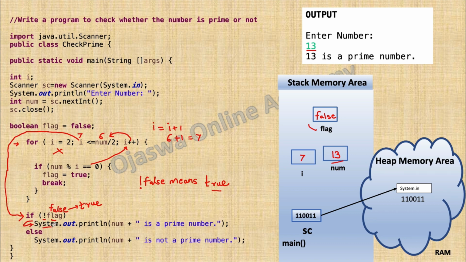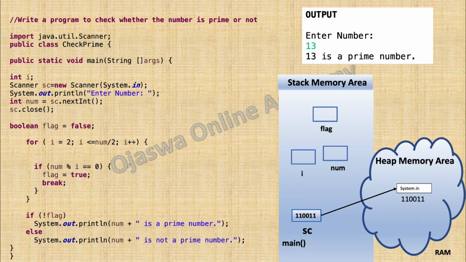So over here, the if condition happens to be true. And when the if condition is true, the if block is executed. So this statement will be executed. System.out.println num, value of num is retrieved, that is 13. This 13 is printed to the console. "is a prime number" is printed to the console. So this is how we find out whether the user entered number is prime or not.